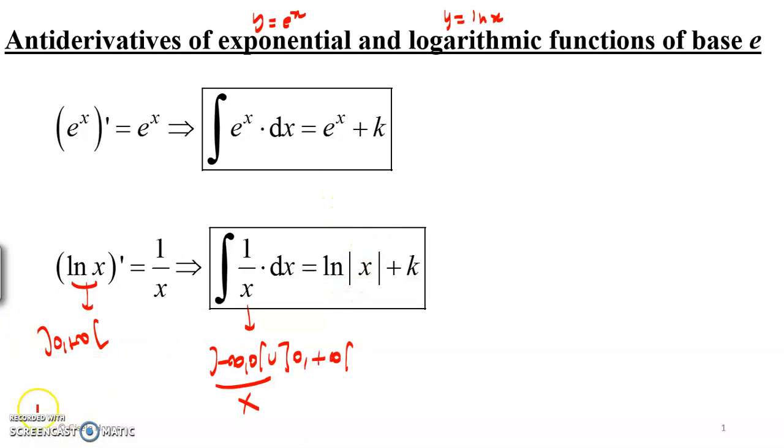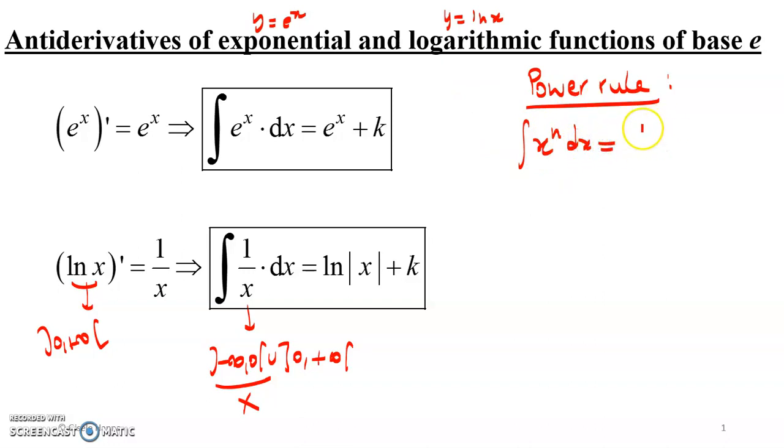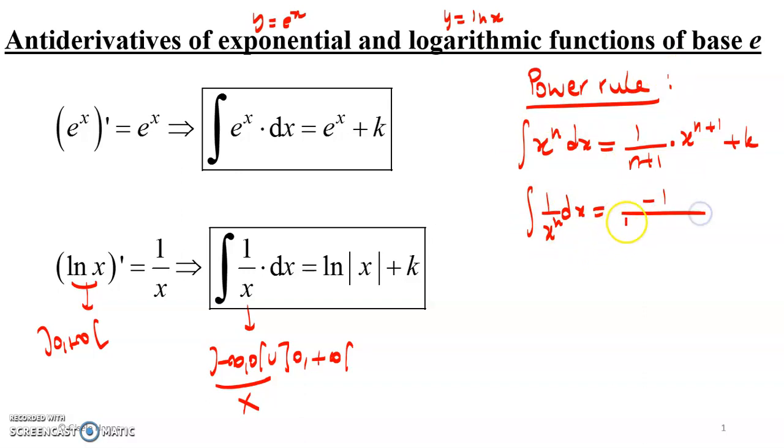you'd have to integrate it into ln of the absolute value of x. However, before we move into putting these into examples, I'd just like to note that if we refer to the power rule of integration, the one that we've seen in a previous lesson when we introduced antiderivatives, the power rule consists of the integral of x to the n dx, which is 1 over n plus 1 times x to the n plus 1 plus k.